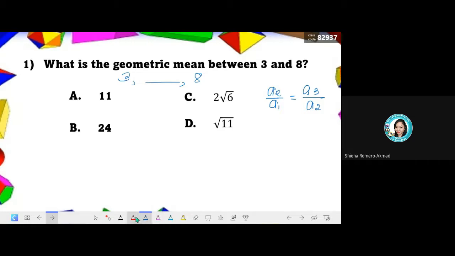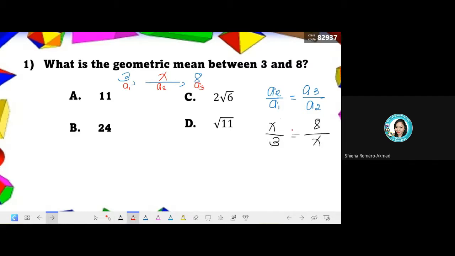Okay? Now, I am going to substitute sa ating a sub 2 and sa ating a sub 1. So our a sub 2 is unknown. Our a sub 1 is 3. And our a sub 3 is 8. So since our a sub 2 is still unknown, we are going to represent it using a variable. So I'm going to use variable x for that. Okay? Then we will substitute. So pag nag-substitute na tayo, a sub 2 is x, divided by a sub 1, which is 3, equals a sub 3 is 8, and a sub 2 is x.